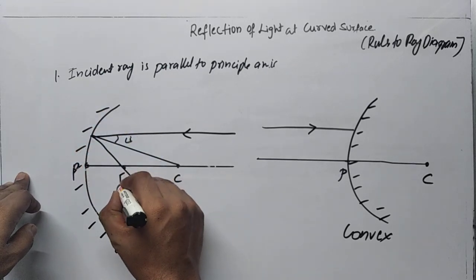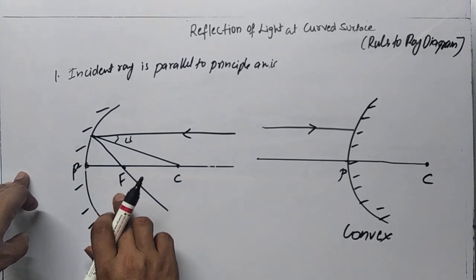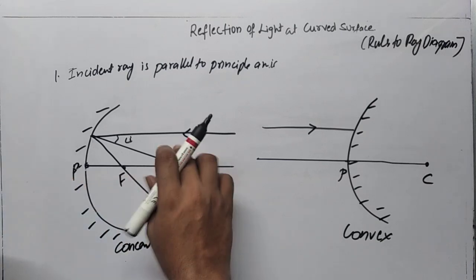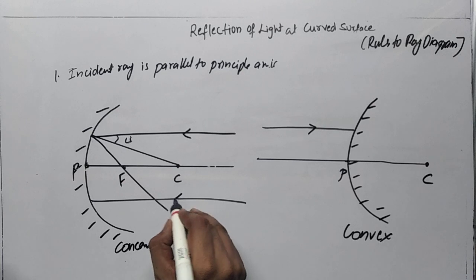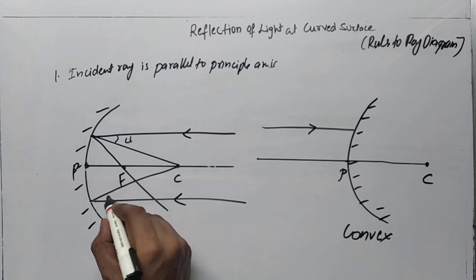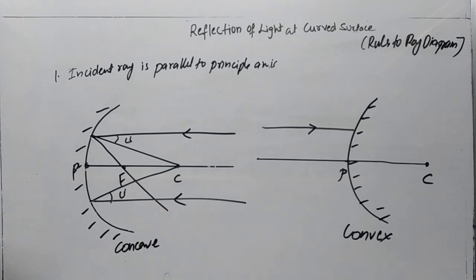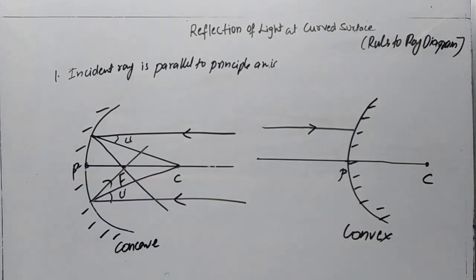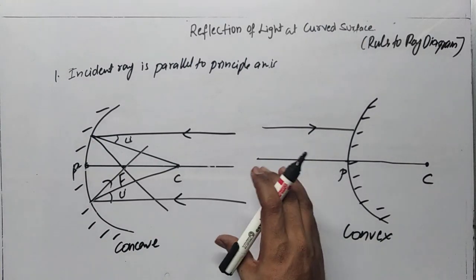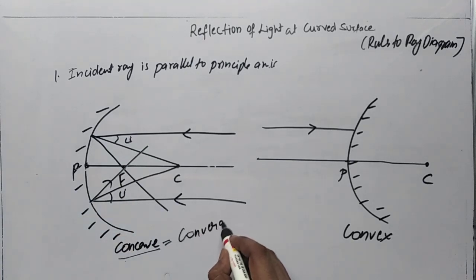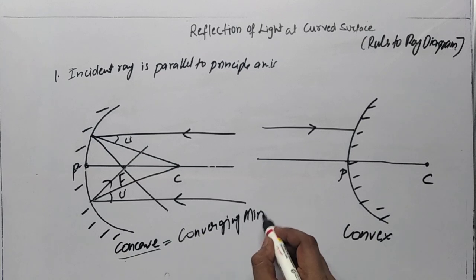This point is named the focus, and the focus will be at the midpoint between the pole and the center of curvature. Not only this ray, if you take another ray parallel to the principal axis and draw the normal, you will find that the angle of incidence and angle of reflection are the same, so the reflected ray will pass through the focus. When the object is at infinity, all rays parallel to the principal axis will converge at a point. That is why the concave mirror has another name: converging mirror.